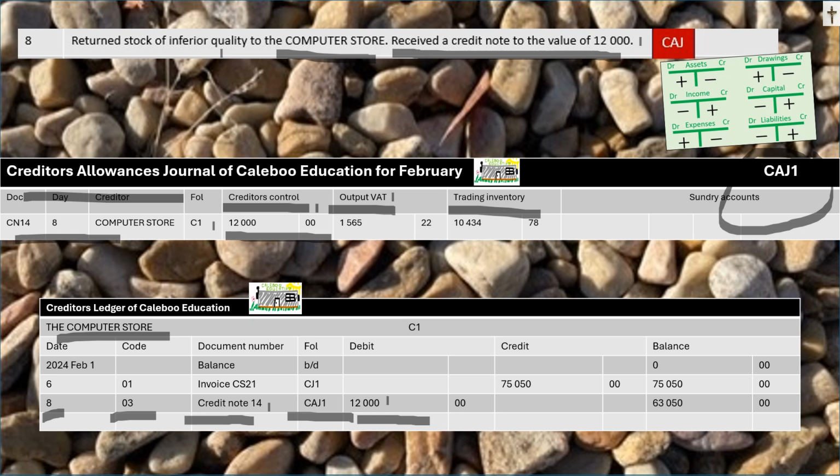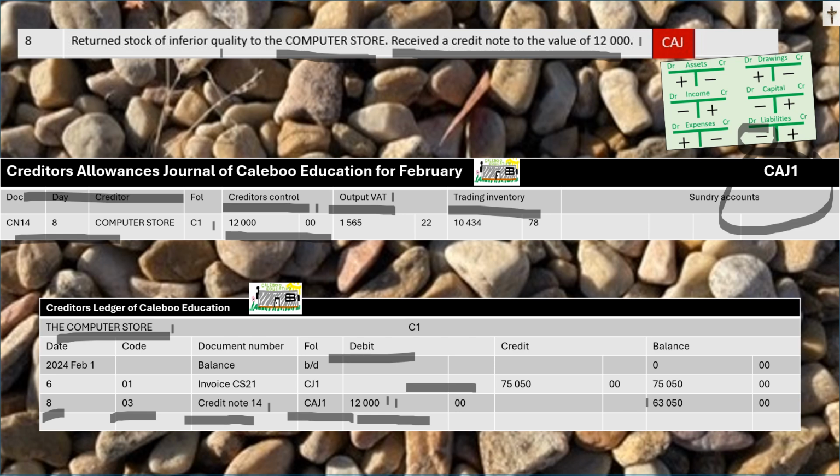What we owe the computer store has decreased, and for a decrease in liabilities, the rule says debit. So we debit the account of the computer store, and what will happen is, that's a minus sign. If it is in the debit column, this balance will decrease because we owe the computer store less after they've given us this credit. In our books it will be a debit.